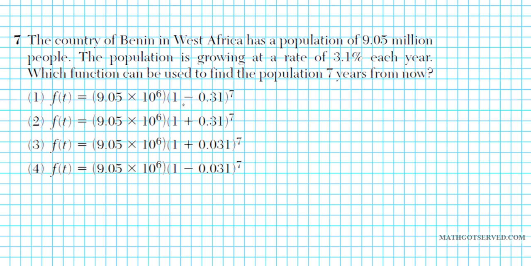This is another problem where it's really helpful to closely examine the options and look for patterns that can help you quickly answer the question. If you notice in this problem, all the options have an identical 9.05 times 10 to the 6, or 9 million. They have an identical exponent and an identical 1. The only thing that is different is this piece right here, the sign and that decimal number. So that's what we're going to be focusing on in this problem.